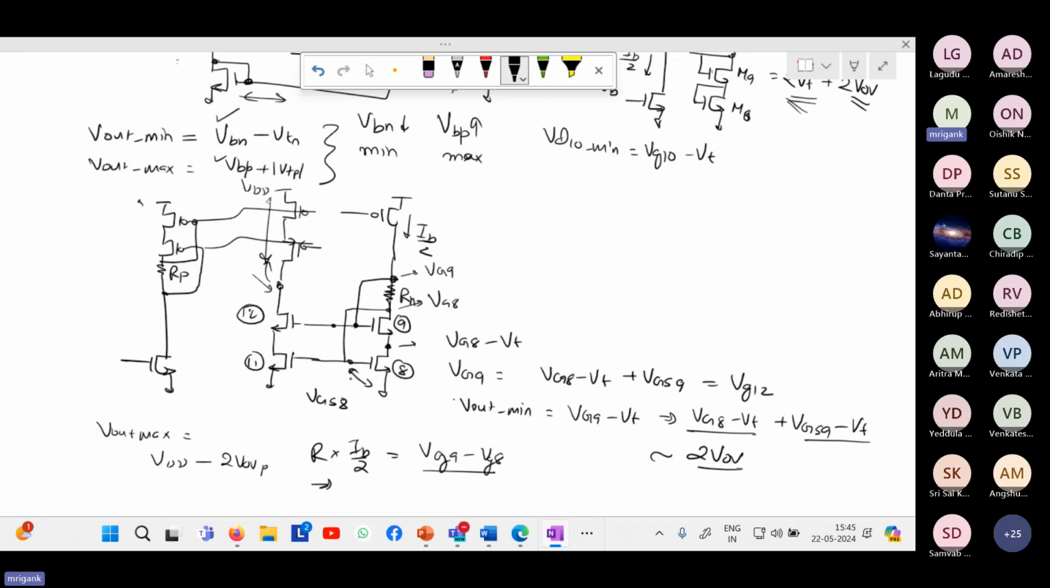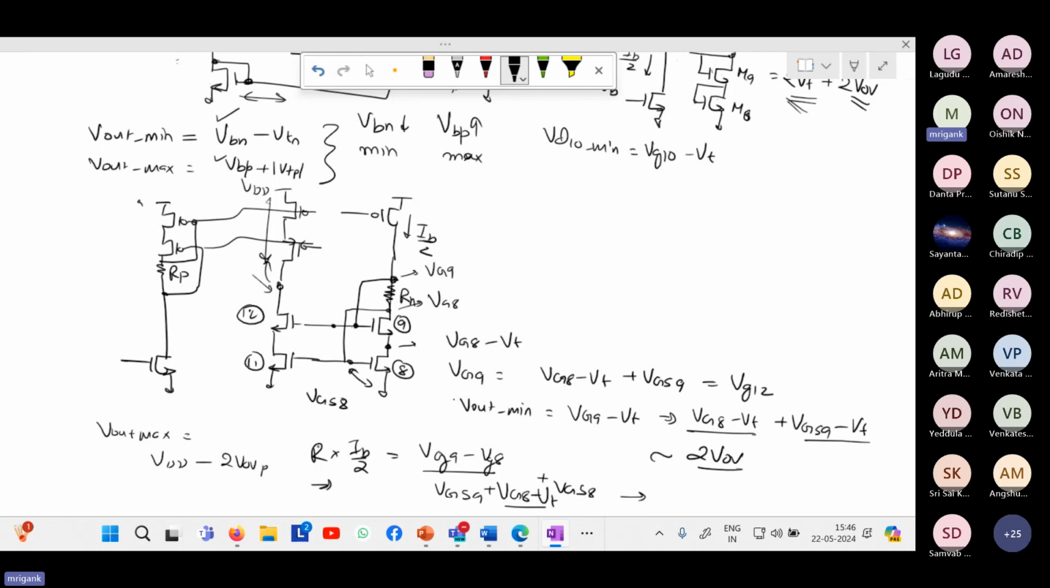So if you look at VG9 and VG8, what is it? VG8 is something like VGS8, right? And VG9 is something like VGS9 plus the drain voltage of M8, whose minimum value is VGS8 minus VT. So this is VG8 minus VT, plus VGS9. In terms of the overdrive voltage, we are going to get an overdrive term.